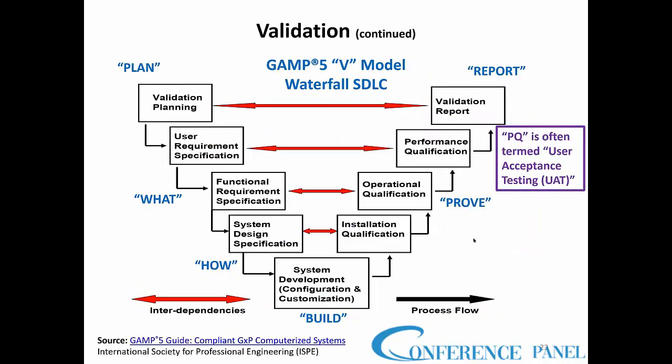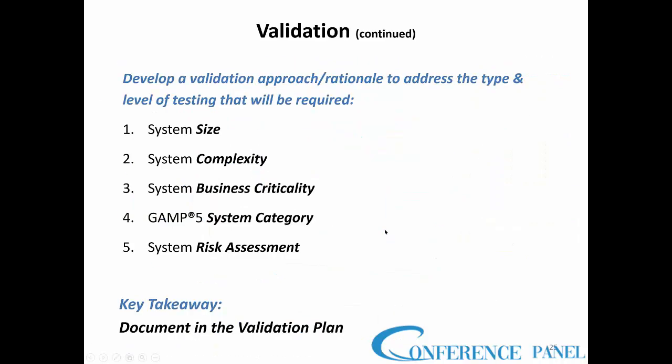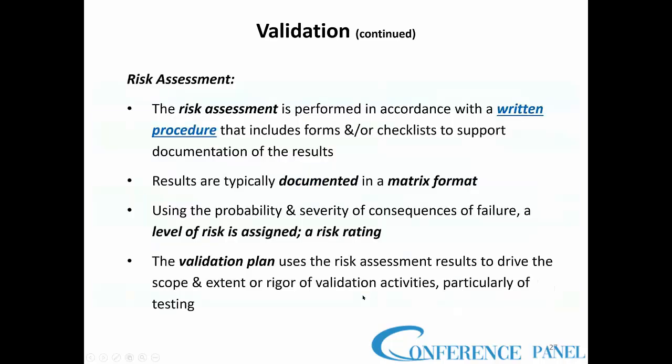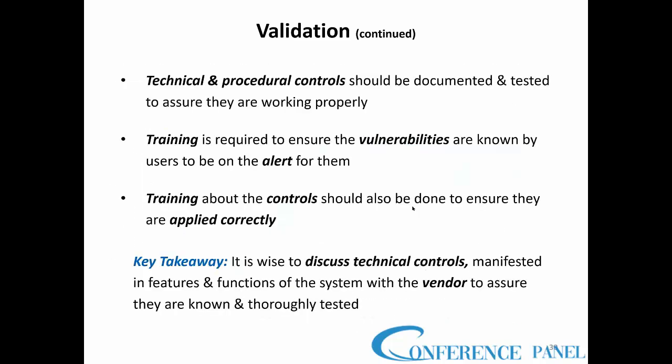The V model was something that came out in 1983, back when, or sometime after that, when the first guidance was issued by FDA. In an agile methodology, we see things a little differently. This is going to tell you how much testing to do. And the risk assessment. Here, you want to make sure you're looking at the potential risk if the system fails. Identify risk scenarios, probability, severity, detectability, mitigation, and technical and procedural controls are things that can be used to mitigate risk. You have to document and test them. You have to make sure the audit trails are working.